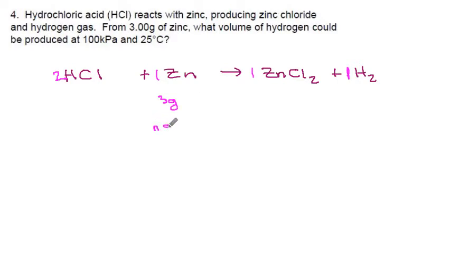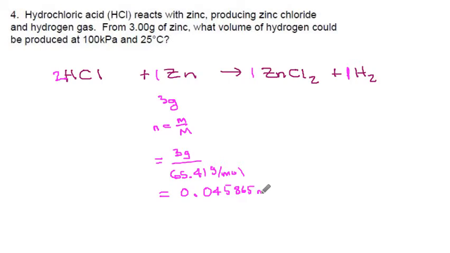The number of moles for zinc is its mass divided by its molar mass, which means it's 3 grams divided by the molar mass of zinc, which is 65.41. Just zinc metal. So 3 divided by 65.41 gives us 0.045865 moles of zinc.